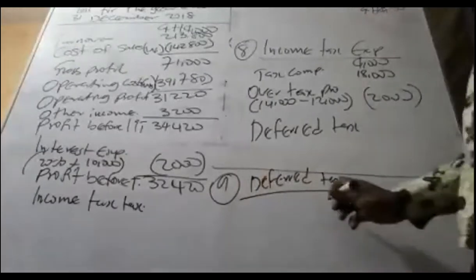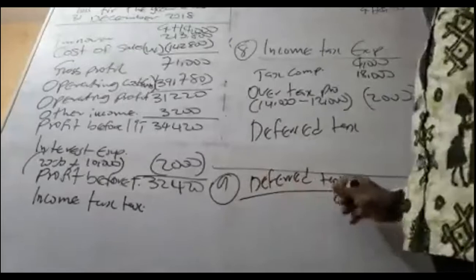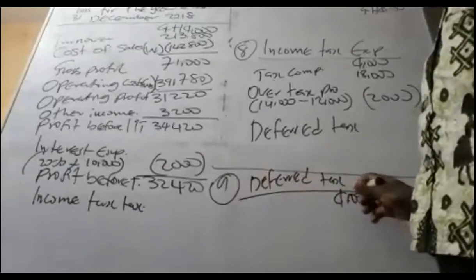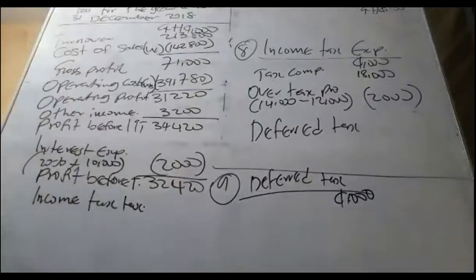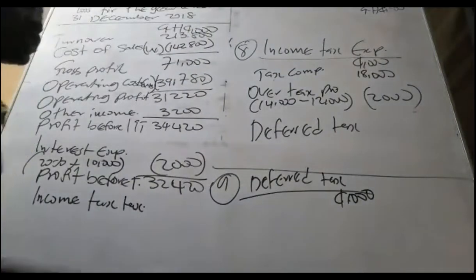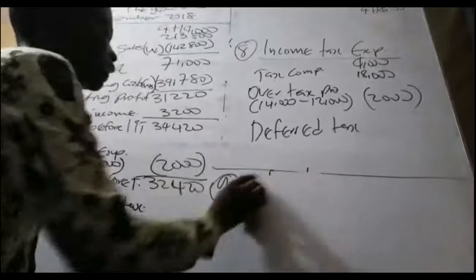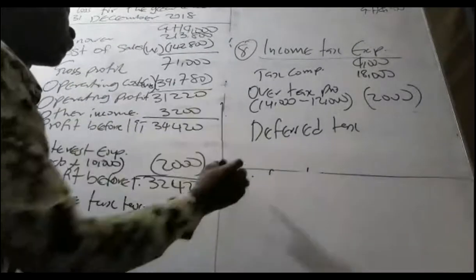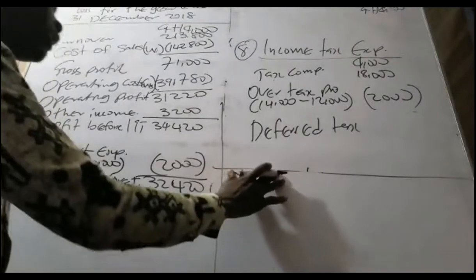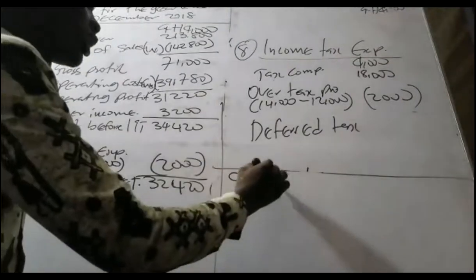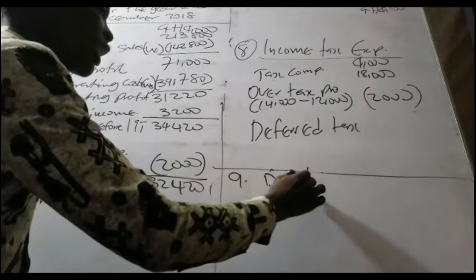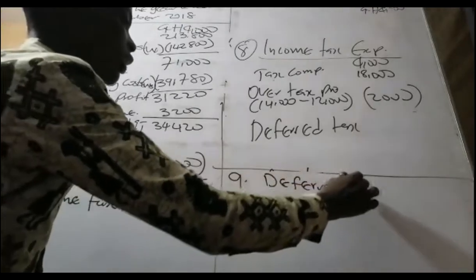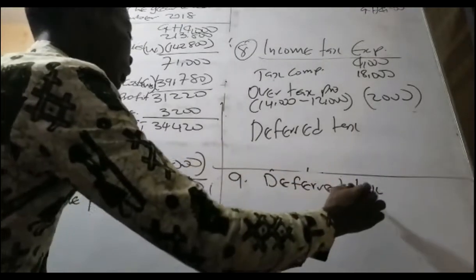Now, don't forget the currency. 3 zeros. What you have to do is, but the thing has come back again. I sit down and write. Sometimes I stand up. So workings 9. Let's see if it's true. Deferred tax. Don't forget the currency.